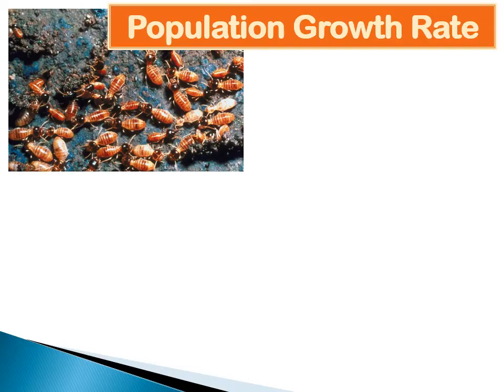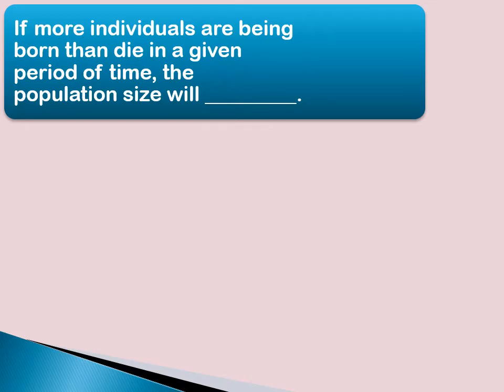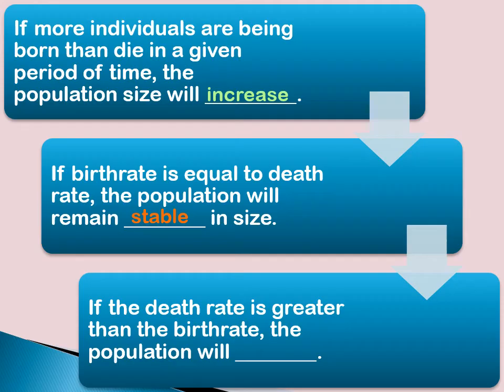Population growth rate is really important to measure as well. If more individuals are being born than die in a given period of time, the population will increase. You have more births than deaths, and that adds organisms to the population. If the birth rate is equal to the death rate, the population will remain stable. If the death rate is greater than the birth rate, the population will decline.